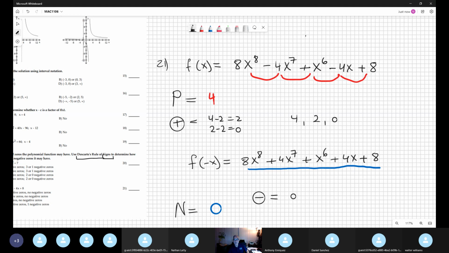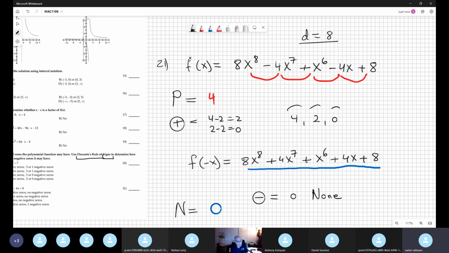So the degree of this polynomial is 8. However, investigating using Descartes' rule, we have 4 or 2 or 0 positive real zeros, and we have no negative real zeros. The rest could be complex. Is this idea clear? Yeah. Okay. Thank you. Do you want to do one more?